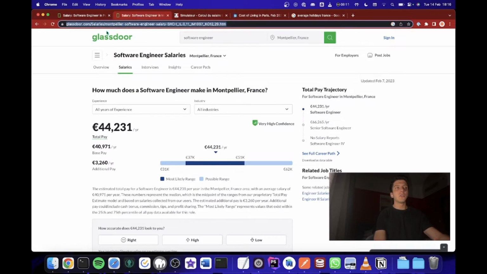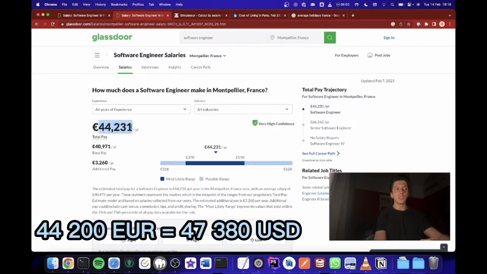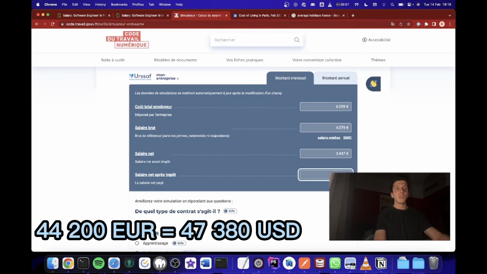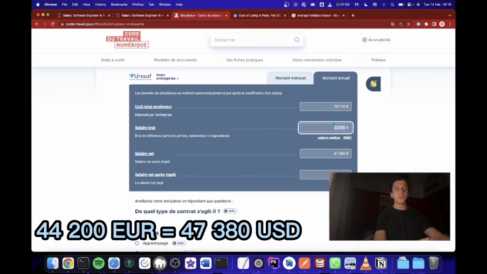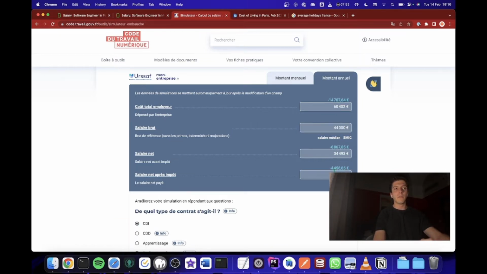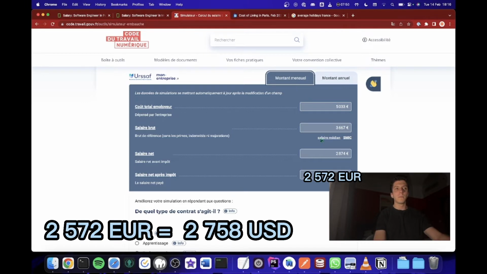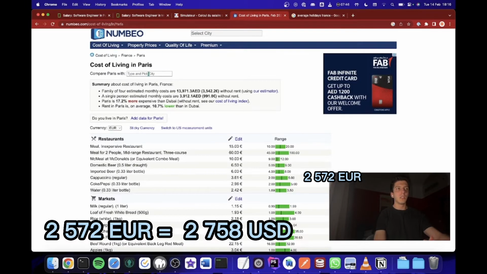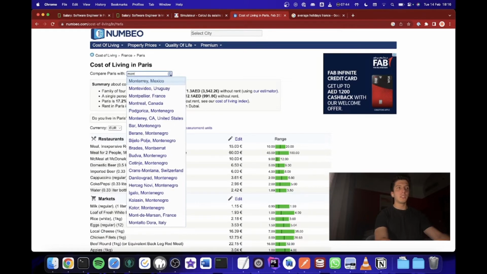Then, let's say you don't live in Paris, but in other cities, like Montpellier. The salary would be lower. In this case, it's 44,000. So if I put it here, 44,000. After tax, it will be about 30,000, which is 2,572 per month. But life outside Paris is cheaper.